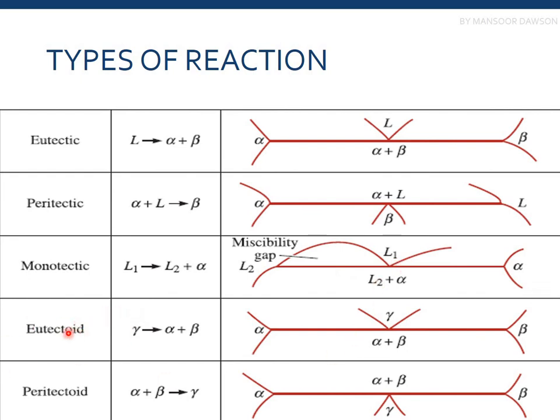Then, very popular, the eutectoid reaction, in which one solid is converting into two different types of solid phases. You can see that this gamma phase is converting into alpha and beta phase on cooling. And then we have the peritectoid reaction, which is the reverse of the eutectoid reaction, in which two solid phases, alpha and beta, on cooling, are converting into the gamma phase, which is also a solid. So these are very common reactions in phase diagrams, which we'll be studying, and in this video we'll be doing the iron carbon diagram.